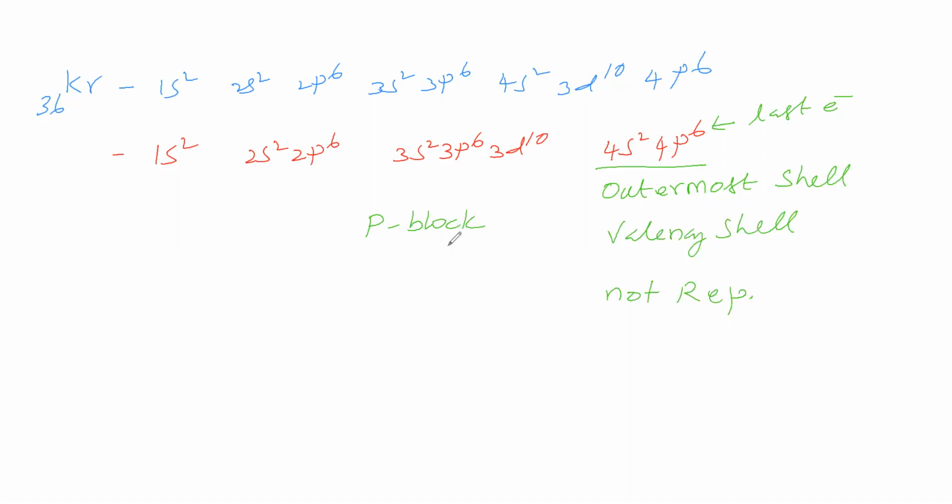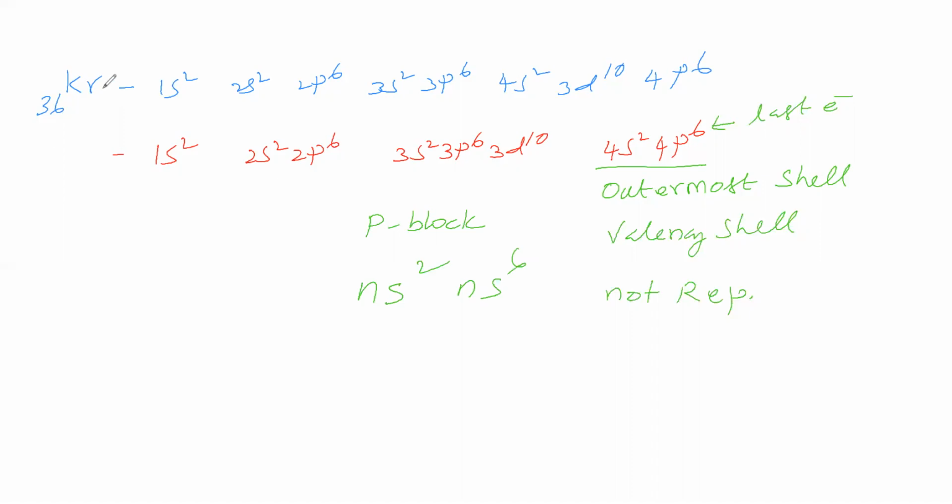Next, to which general valence shell configuration does this element belong, that we'll see. For periodic table elements, the outermost shell principal quantum number you have to take as n for writing the general valence shell configuration. So we have written n. Then the outermost shell contains certain subshells, we write those subshells and the electrons. S contains 2 electrons, p contains 6 electrons.